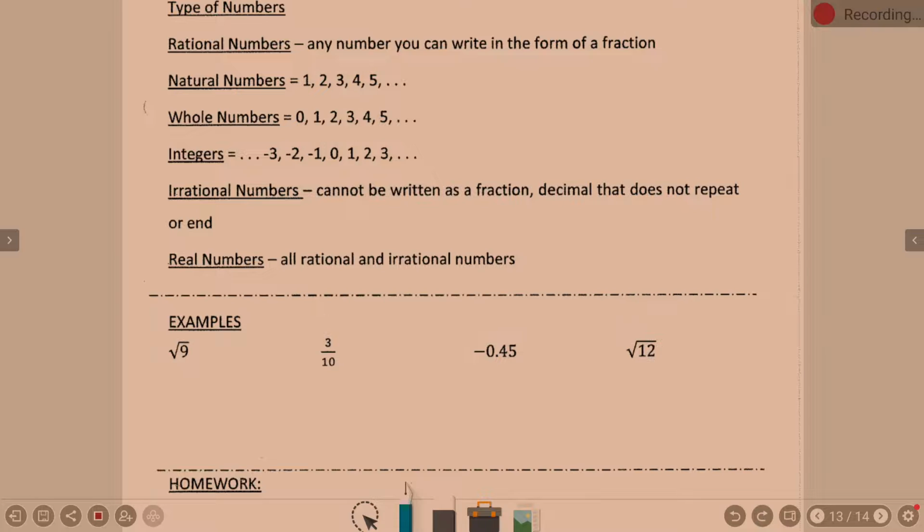Okay, let's talk about the types of these numbers real quick, because some of your homework involves categorizing numbers. Now, Math Excel makes it nice. They let you do multiple choice, right? But a rational number is any number you can write in the form of a fraction. Any number that can be written in the form of a fraction is a rational number.